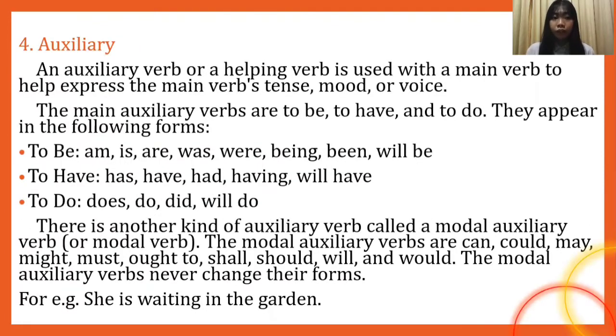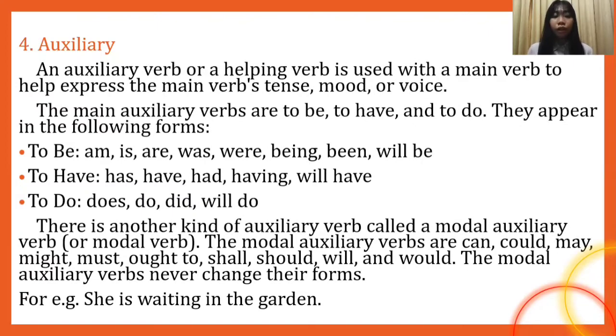Fourth, we have auxiliary. An auxiliary verb or helping verb is used with a main verb to help express the main verb's tense, mood, or voice. The main auxiliary verbs are to be, to have, and to do. They appear in the following forms. First, we have to be. To be including am, is, are, was, were, being, been, and will be. To have including has, have, had, having, and will have. To do including do, does, did, will do.